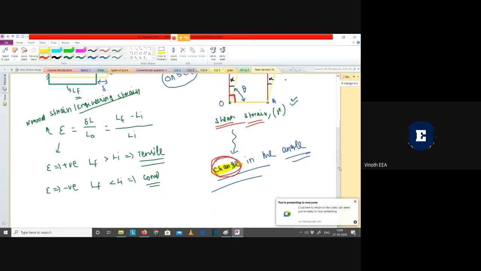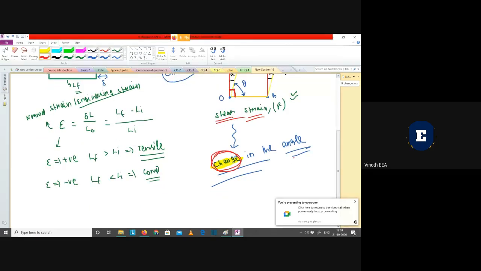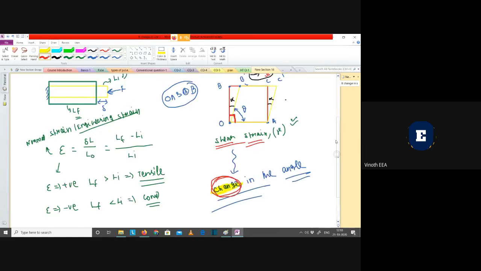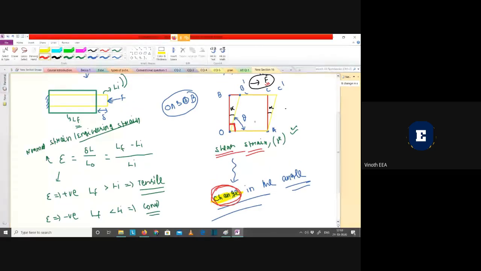Okay, so that change in the angle is called shear strain. And how to find out that change? Listen carefully. I'm not saying the new angle. The new angle is not shear strain. I'm saying that the change in the angle is shear strain. So what is the change? This is the change. This is not. Theta is the new angle between OA and OB. Alpha is the change, right?